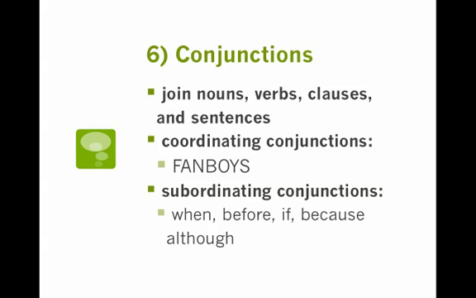Coordinating conjunctions give equal weight to both clauses, both parts of my sentence. So you tend to need 2 complete sentences on either side. We also have subordinating conjunctions, which make one clause subordinate, lesser, dependent on the other. These are words like when, because, although.